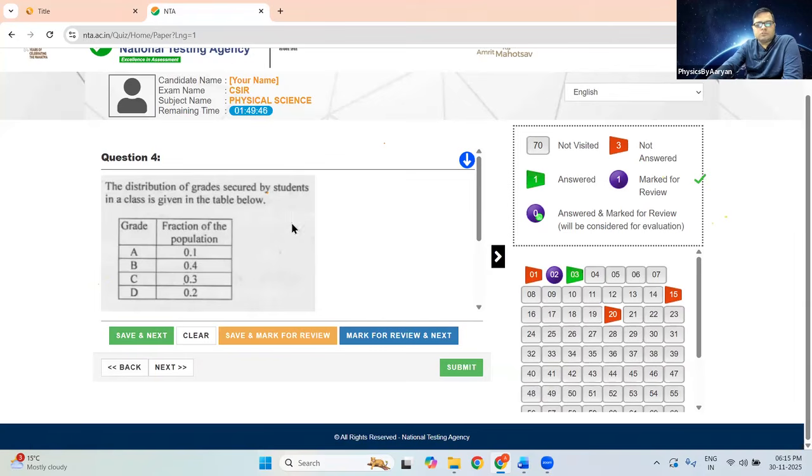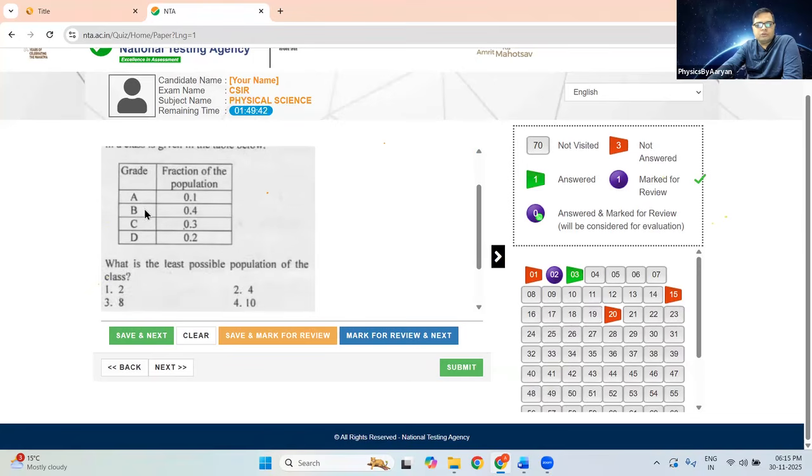Okay, question number 4. There is a distribution given, and you look at the graph, basically this table, where there is a grade and a fraction of population. What is the least possible population of the class? What will be the minimum population? If I multiply 0.1 with 2, I get 0.2. Can there be 0.2 people in the class? No. If I multiply by 4, there will be 0.4.